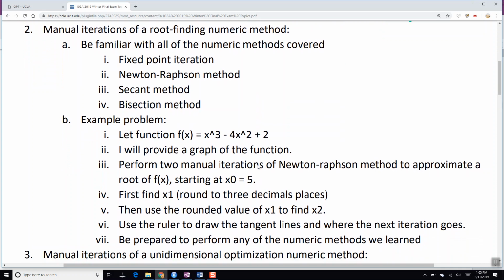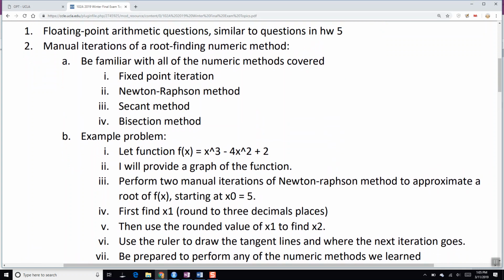Then I will give you a root finding numeric method problem. Be familiar with all of the root finding methods that we've covered in class, and that includes fixed point iteration, the Newton-Raphson method, secant method, and bisection method.